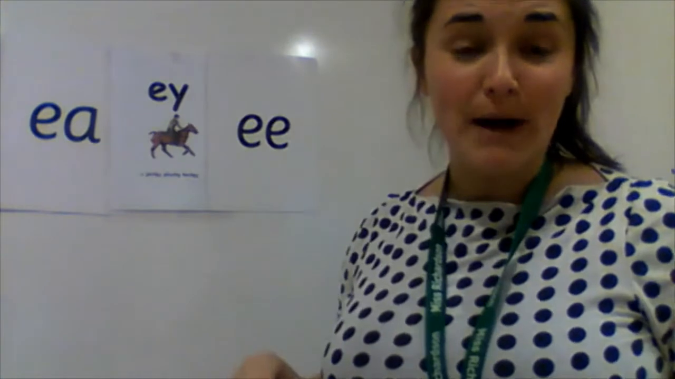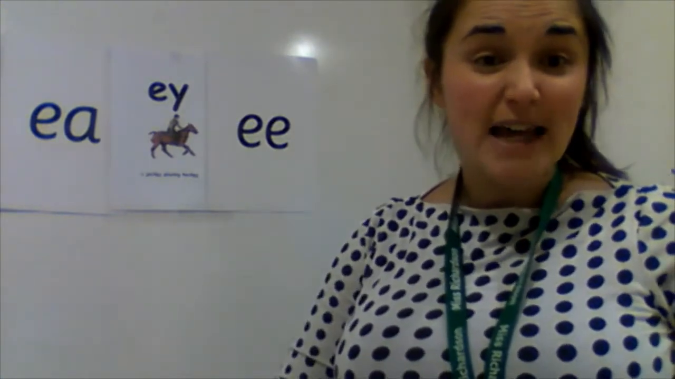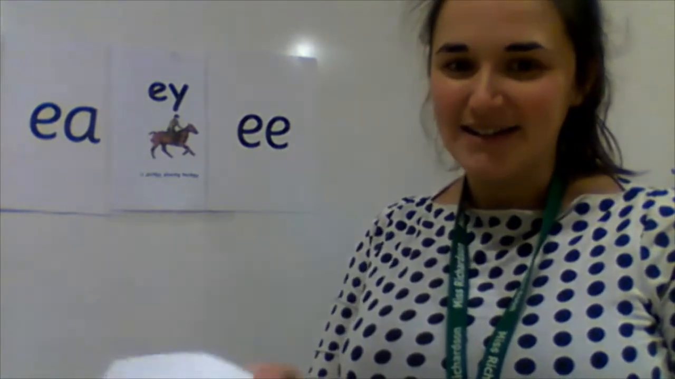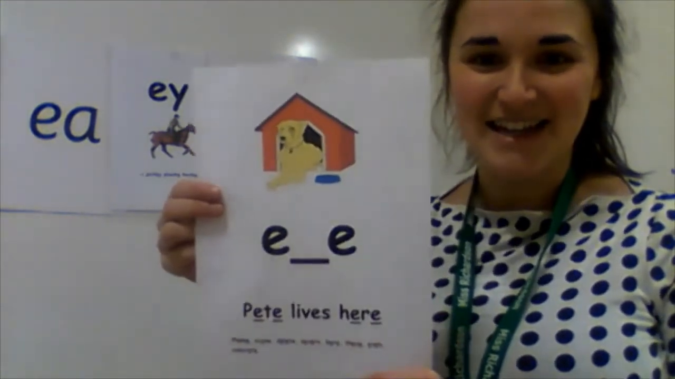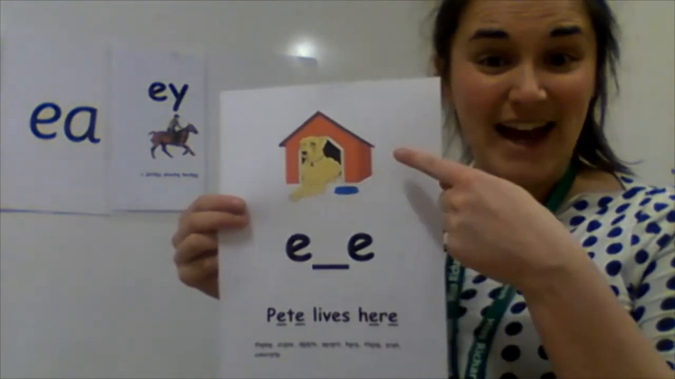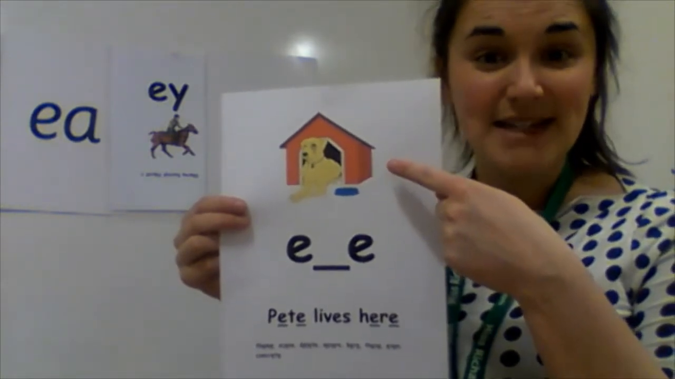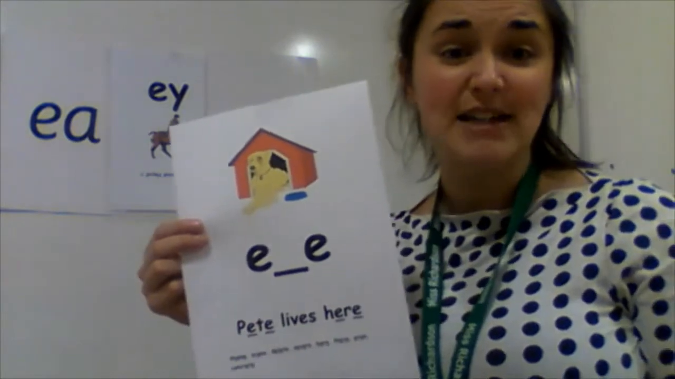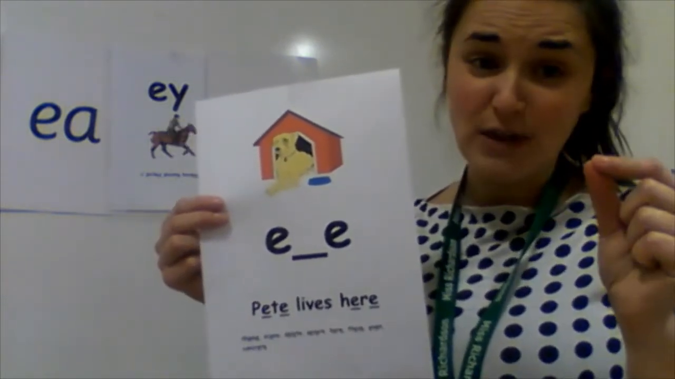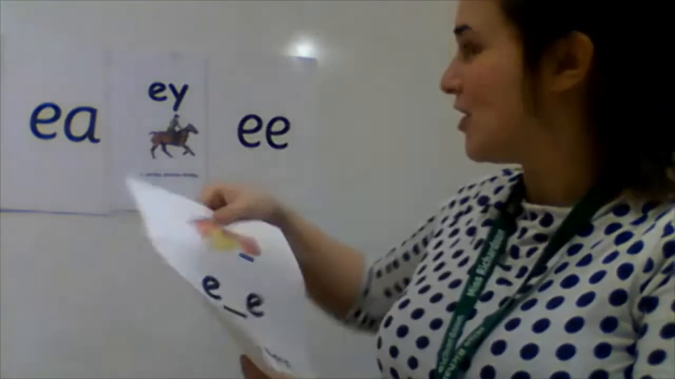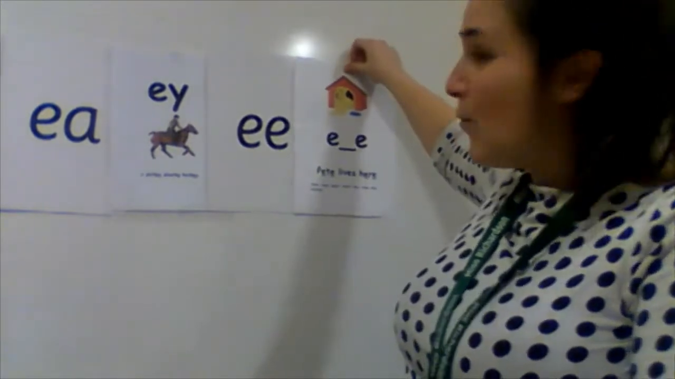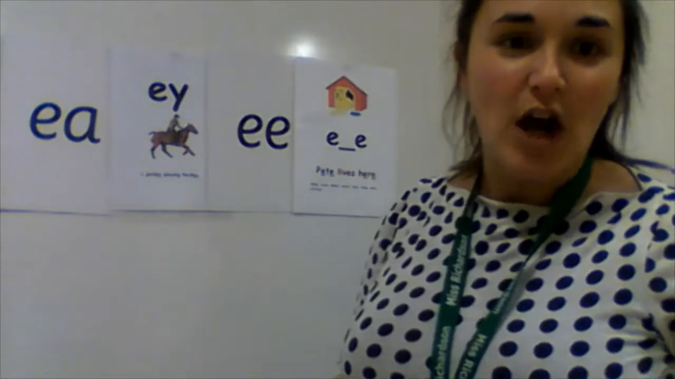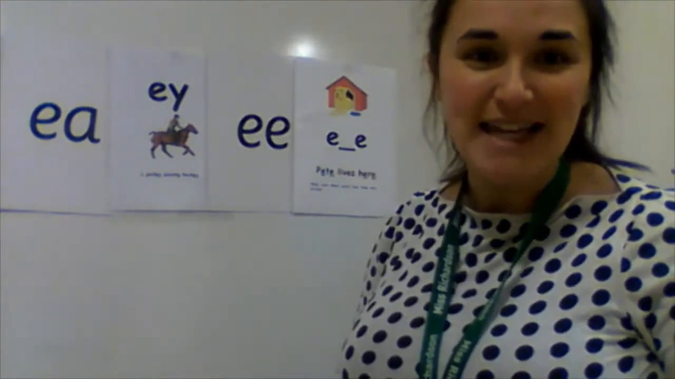And then I've also got my new learning. It's a split digraph. Did you remember that one? It looks like this. Remember, here was Pete and he lives here. Pete lives here. And it's our split digraph. The two letters are best friends, but they don't sit together. They're split up. We're going to write some words straight away this morning with our split digraph E in them.